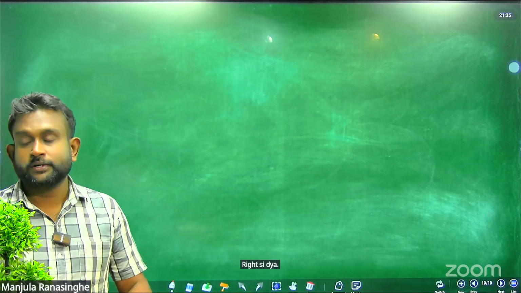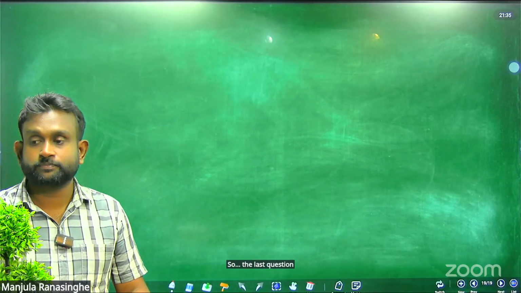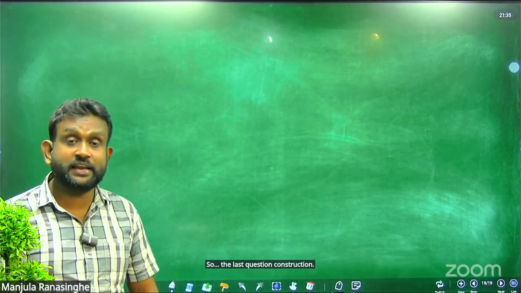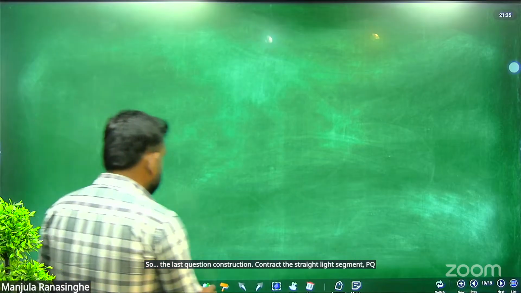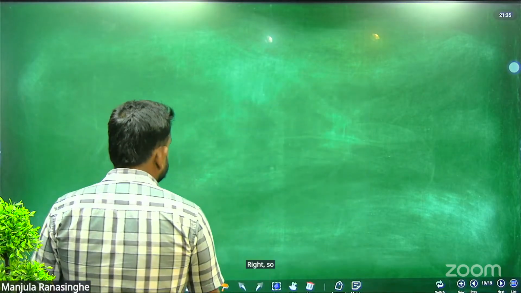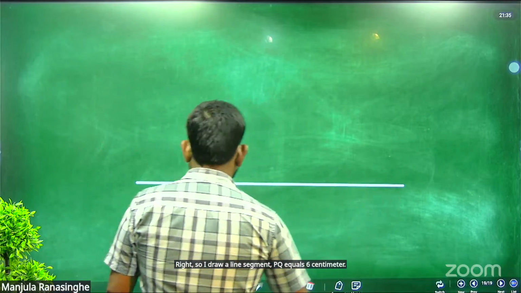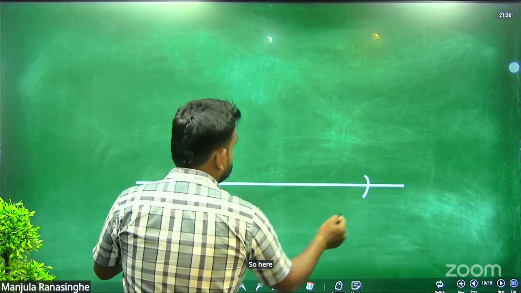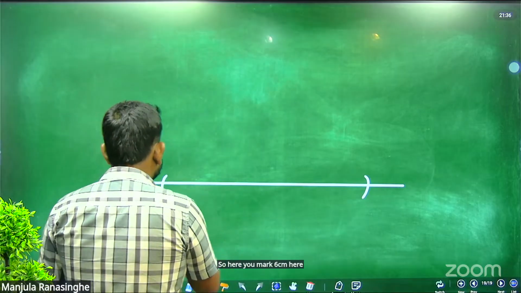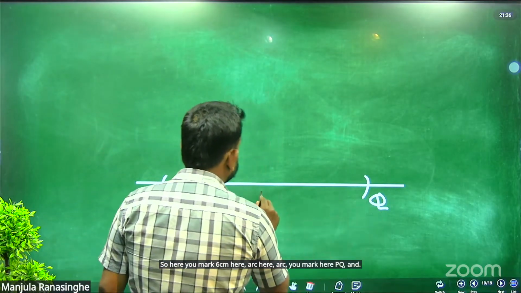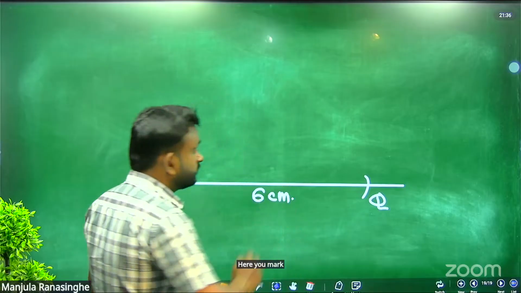So the last question, construction. Construct the straight line segment PQ equals 6 centimeters. So I draw a line segment PQ equal to 6 centimeters. Here you mark 6 centimeters. Here an arc, here an arc. You mark here P and Q, and here you mark 6 centimeters.